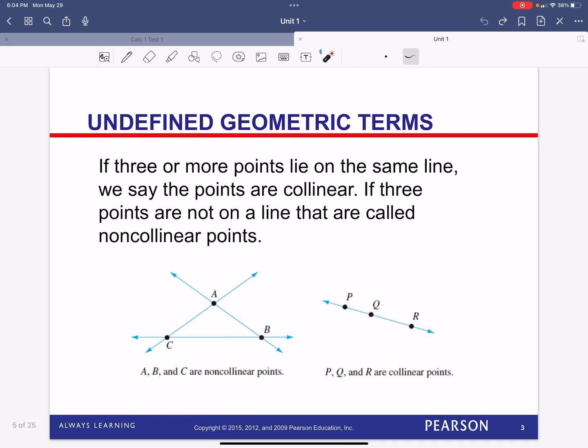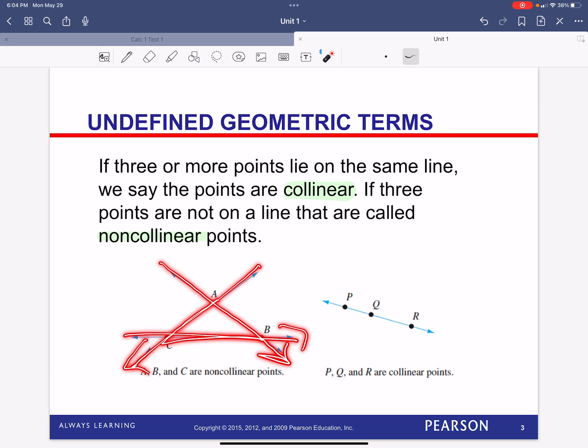If 3 or more points lie on the same line, we say that those points are collinear. So look at this right here. Here we've got P, Q, and R. P, Q, and R are collinear points because they are all on the same line. So one of the vocabulary words that we're looking at is collinear. If 3 points are not on the same line, they're called non-collinear. And in this example right here, where we've got this triangle, these are non-collinear points, and they intersect.